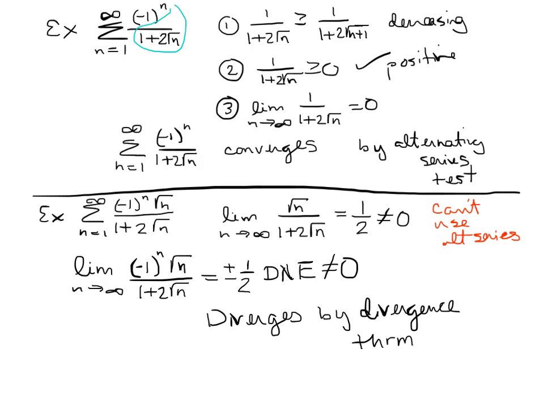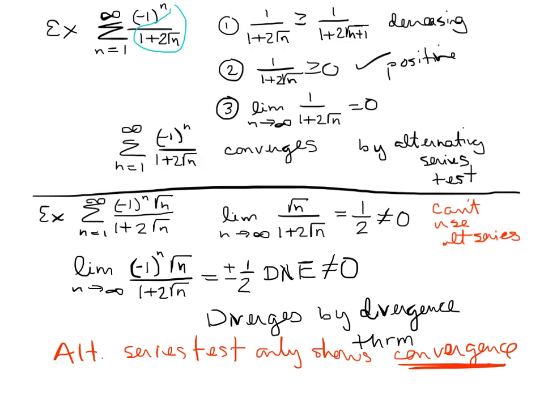So a couple things to note here. Alternating series test only shows convergence. If the limit is not 0, it doesn't mean that that series diverges. So that's one thing to really keep in mind there. Alternating series test only shows convergence. So if the limit doesn't work out, this is most likely a divergence by divergence theorem problem, but you do still need to consider what will happen with the negative 1 to the n in there.